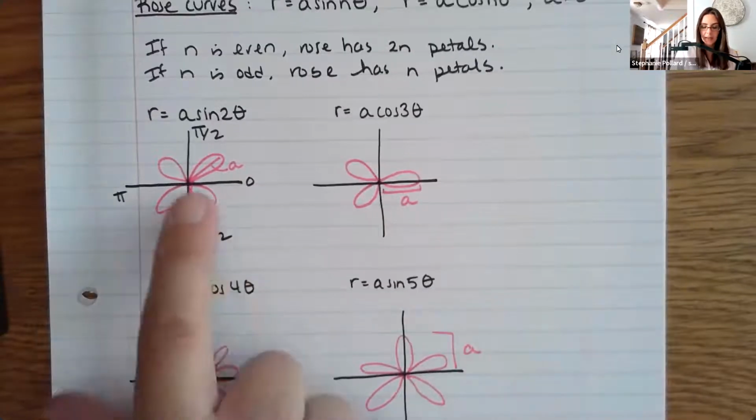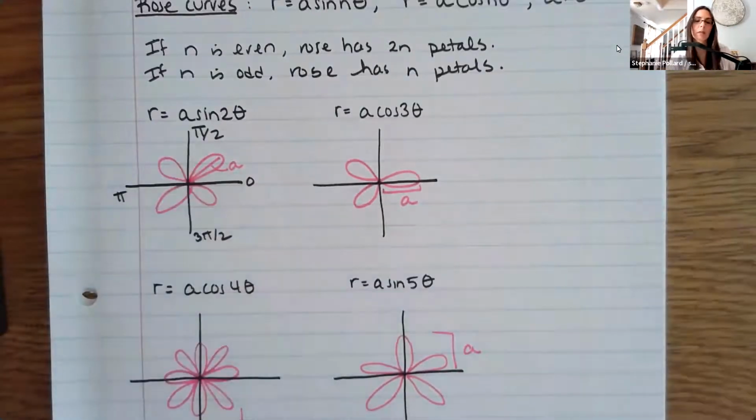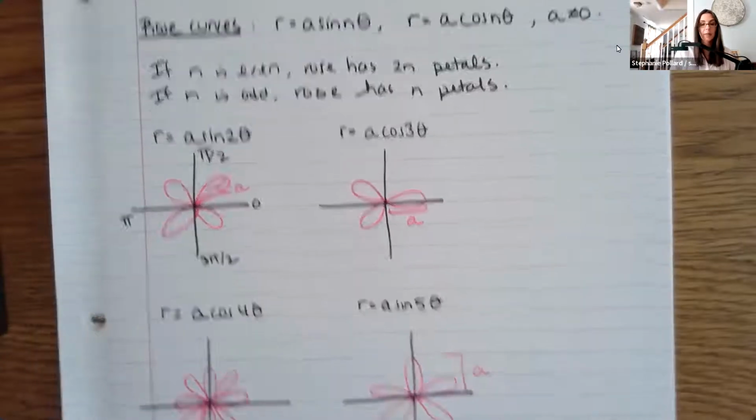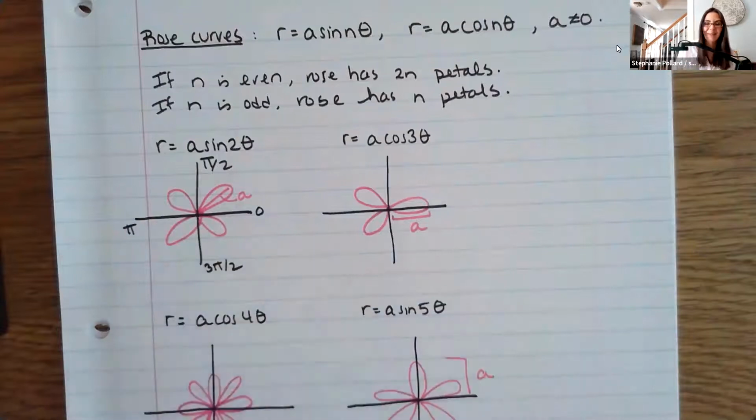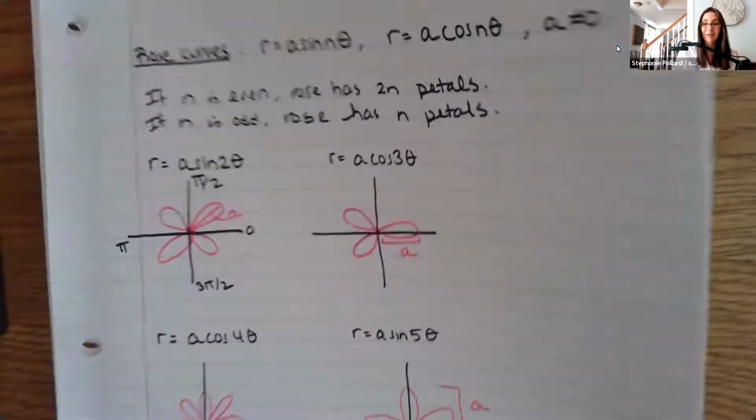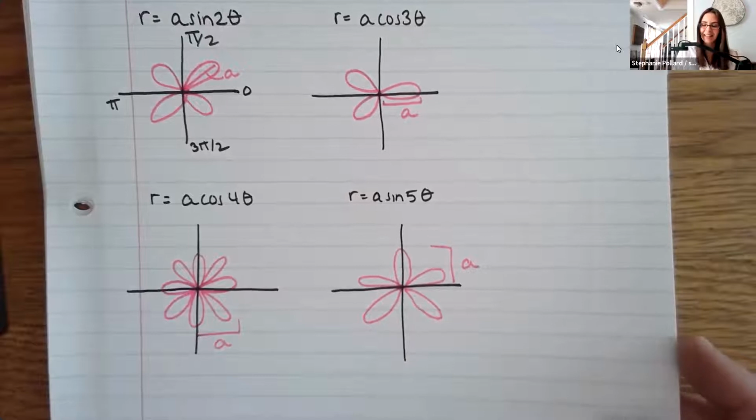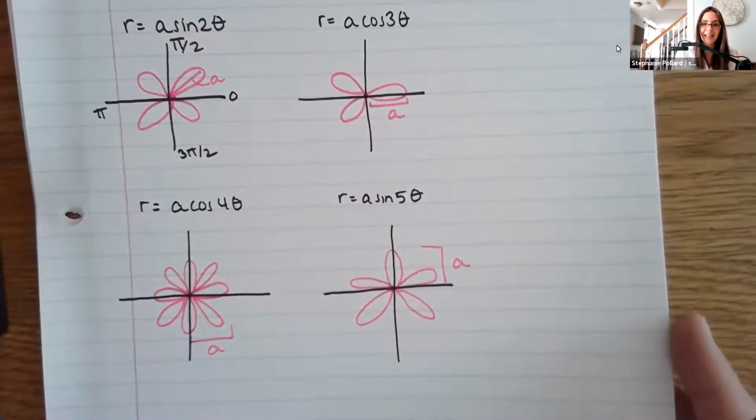And a helps to give the length of those petals. And again, these should all be nice and symmetric. Obviously, I'm drawing them by hand, but they look pretty awesome when you think about it, that sines and cosines can make these kinds of graphs.